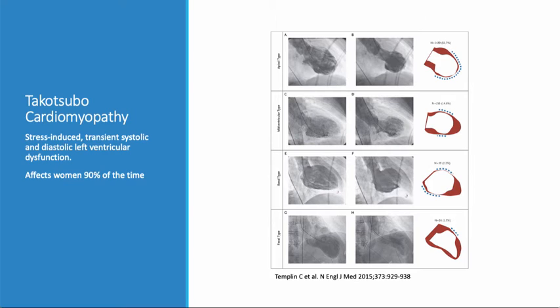So Takotsubo, you'll probably hear that in clinical practice. Now you know what it is. It's transient, gets better in time, typically affects women, but certainly has affected men as well. All right, so all that stuff is a setup for talking about heart failure.